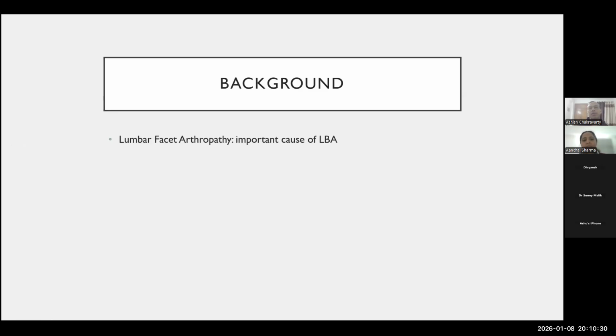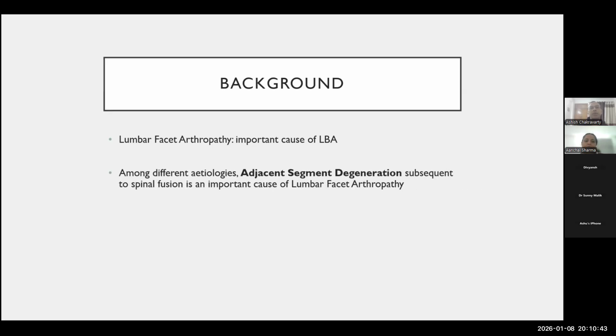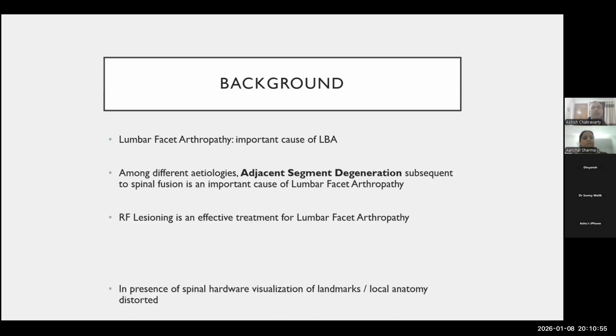Lumbar facet arthropathy is an important cause of chronic low back ache, with around 15 to 45% of chronic low back aches attributable to lumbar facet arthropathy. Amongst different etiologies, adjacent segment degeneration subsequent to spinal fusion is an important cause of lumbar facet arthropathy. RF lesioning is an effective treatment for lumbar facet arthropathy.